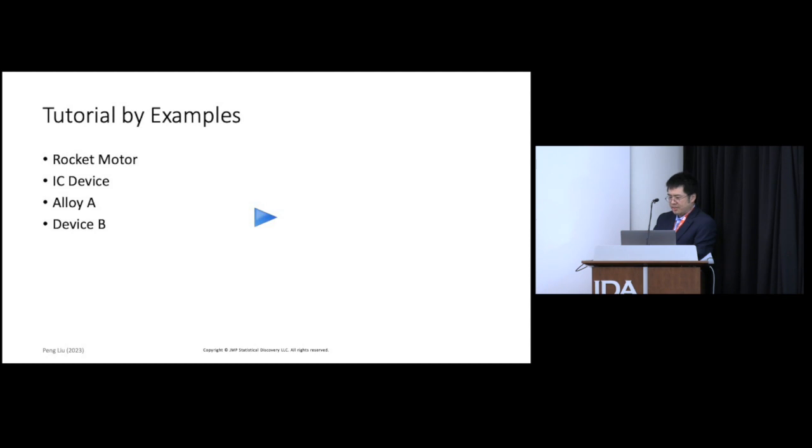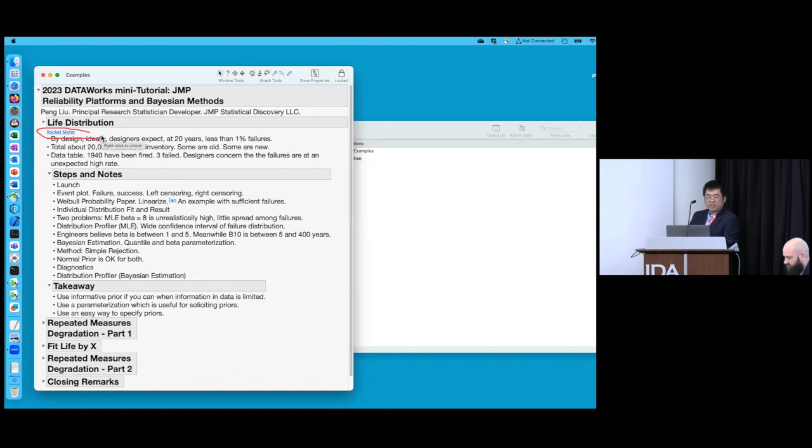Okay, now let me start with my demonstration. All right, let me start with the first example, Life Distribution. The example I'm going to give you is called the rocket motor data. It's published in a paper in the RAMS conference 20 years ago. It describes the situation: there are over 20,000 missiles in the inventory, and over time, about 1940 missiles have been fired. Among these 1940 events, 3 of them failed.